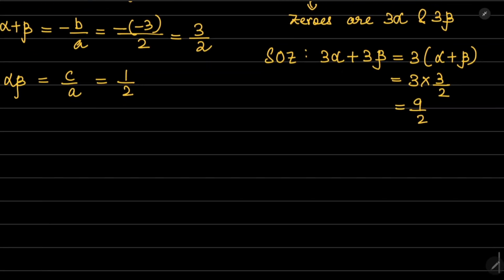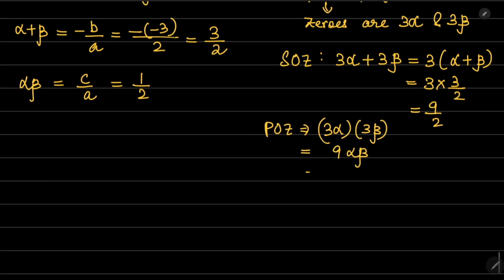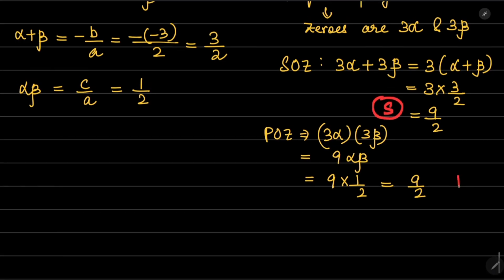Now let us calculate the product of the zeros. What is the product of the zeros? 3 alpha multiplied by 3 beta, which is equal to 9 alpha beta. What is alpha beta value? 1 by 2. So 9 multiplied by 1 by 2, which is nothing but 9 by 2 again. Okay, so the sum of the required polynomial is 9 by 2 and the product is also 9 by 2.